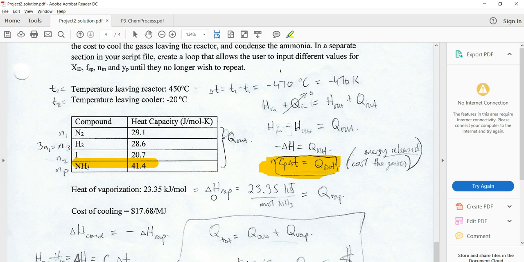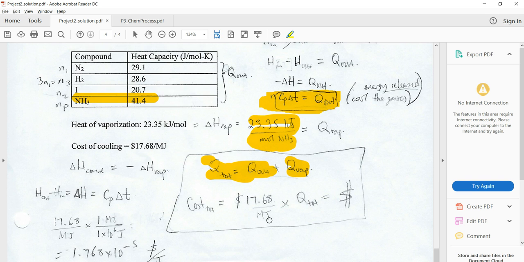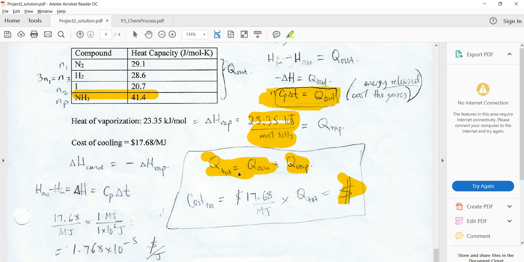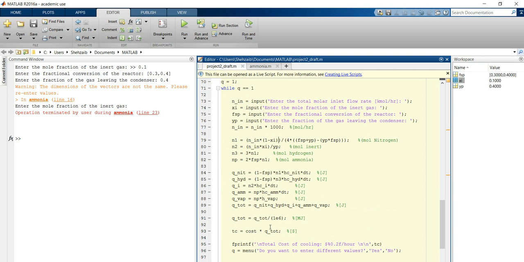At this point, the HVAP refers to kilojoules of energy per mole of ammonia. In total, the whole energy input will be Q, which is Q out, plus Q vap. And then we multiply that by the cost given over here, $17.68 per megajoule. Keep in mind the unit conversion from kilojoules to megajoules, and then we will be able to find the total money that will be required in order to produce that much ammonia. So this part of our code is user dependent. Whatever the user enters, we will use those values.